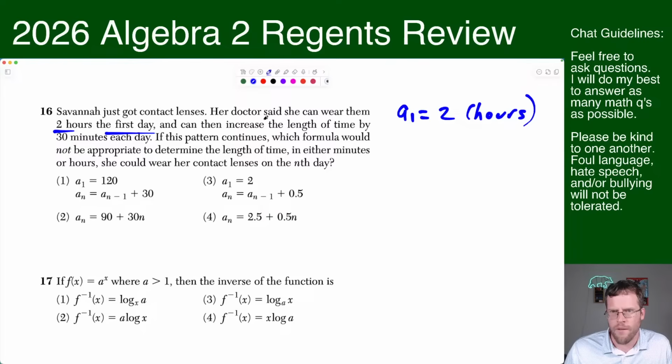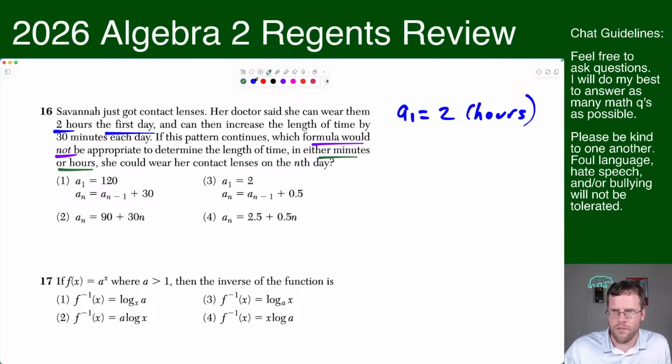Okay, so for this, if this pattern continues, which formula would not be appropriate? So we want the one that does not work. Which formula would not be appropriate to determine the length of time in either minutes or hours? So you see it could be in minutes or hours. That's kind of annoying, but whatever. And that she could wear on the nth day.